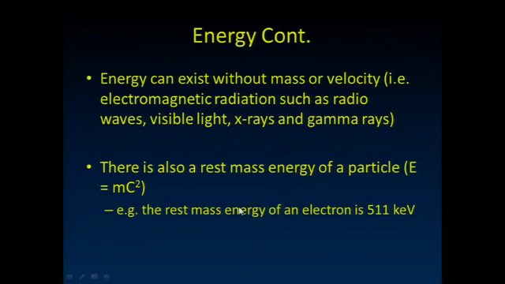So if I could take all of the mass of an electron and convert it completely into energy, that would give me 511,000 electron volts of energy. You can calculate that by knowing the mass of the electron and just applying the simple equation E equals mc squared. So it's mass times the speed of light squared.